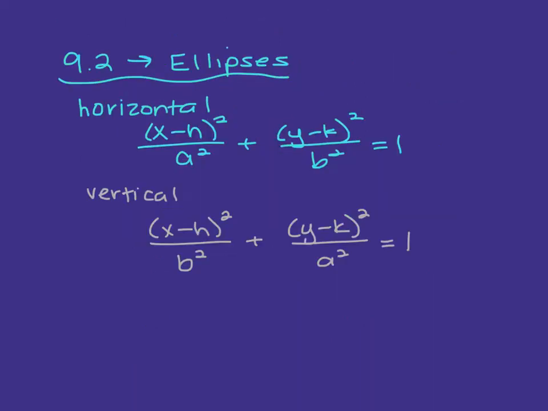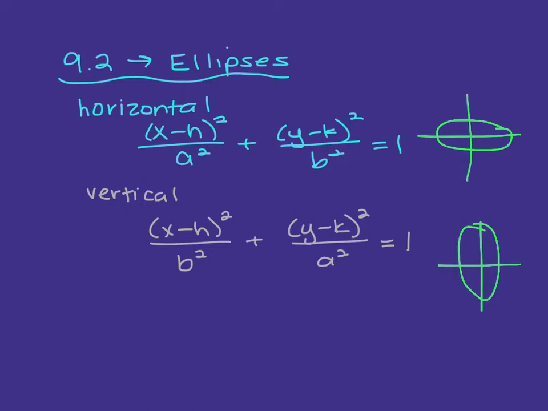9.2 was also on your quiz. This is your ellipses. So a horizontal ellipse means that it is wider than it is tall, and a vertical ellipse means that it is taller than it is wide. Don't take a picture yet because I'm going to add to that. The horizontal is (x minus h) squared over a squared plus (y minus k) squared over b squared equals 1. Vertical, (x minus h) squared over b squared plus (y minus k) squared over a squared equals 1.